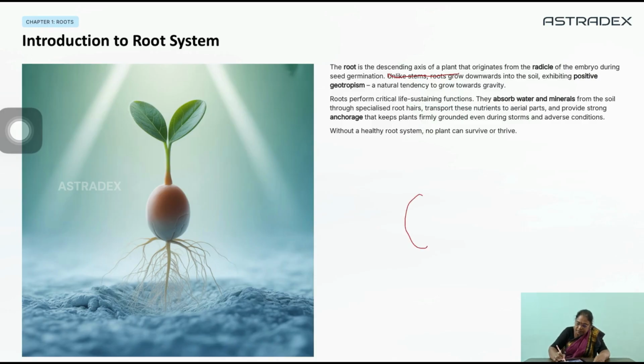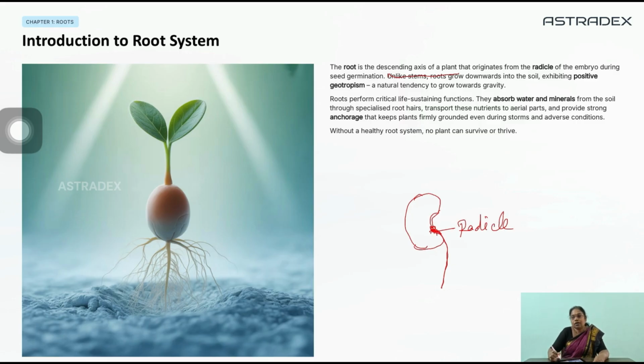This is a seed. This is the radicle part of the embryo. From this radicle, root develops. It is the first structure that comes out when the seed is placed in the soil.